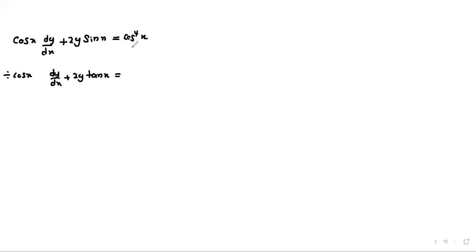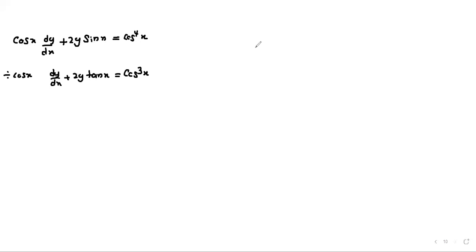Right, if it is not 1, what are we supposed to do? dy by dx cos x plus 2y sin x equals cos to the power 4 x. So divide this whole thing by cos x to make it 1. So dy by dx plus 2y sin x divided by cos x, it's how much? tan x. It equals cos to the power 4 x divided by cos x, which is cos cube x. I just divided all of these terms by cos x. So now this value is 1.